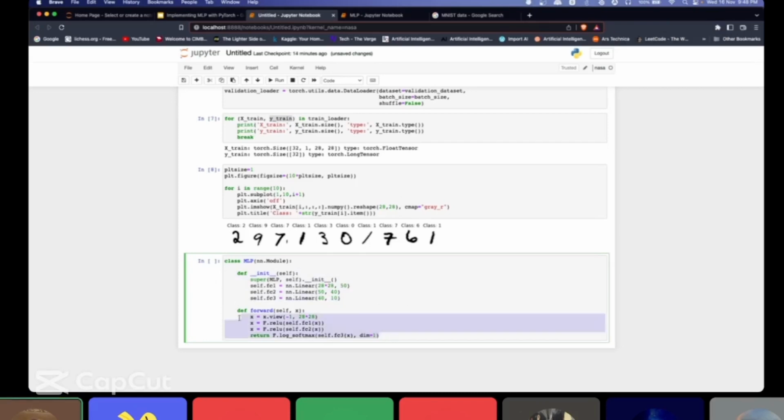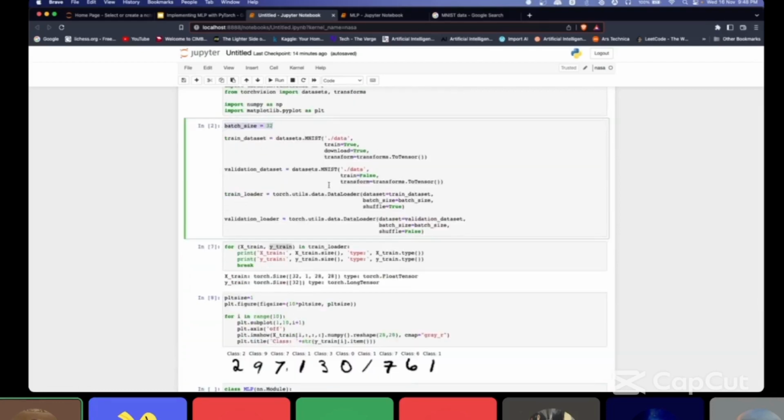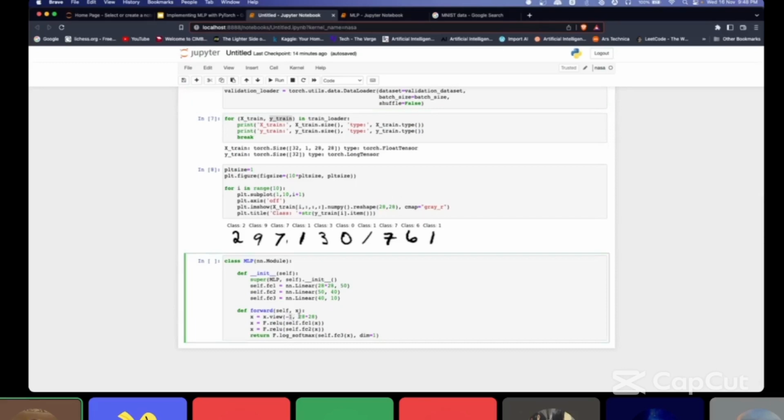Now this is where the real neural network calculation happens. The first thing we are going to do is take the input x and reshape it. This -1 is the batch number, so it doesn't really mean anything. Like I said, we are going to put it into batches of 32. And we are reshaping it to 28 times 28, which is 784. Once that's done, we use FC1, the first layer, on this input.